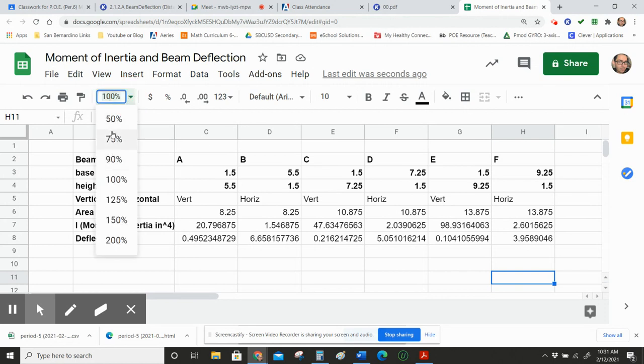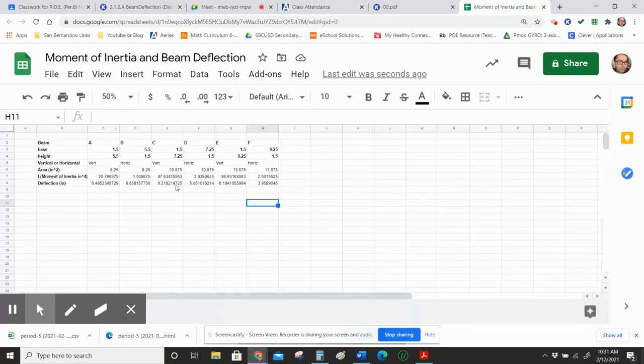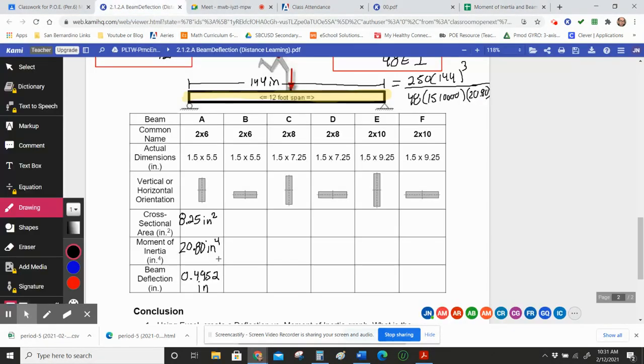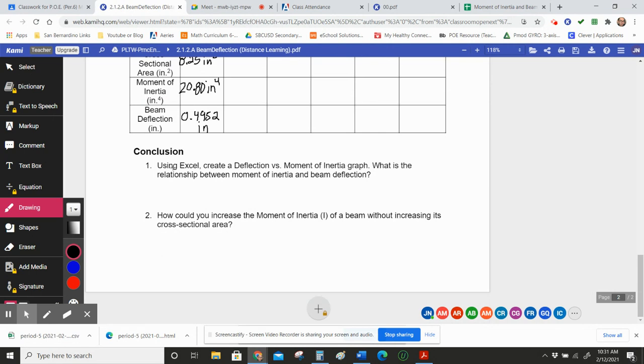Okay, now, if you notice on your conclusion questions, and this is something that you're going to have to do yourself also, it says that you're going to have to create a graph. The graph that you want relates the deflection on the y-axis versus the moment of inertia on the x-axis. So we're going to have a deflection versus moment of inertia graph. And then we're going to have to answer the question, what is the relation between the moment of inertia and beam deflection? That you can do after you're looking at the graph.